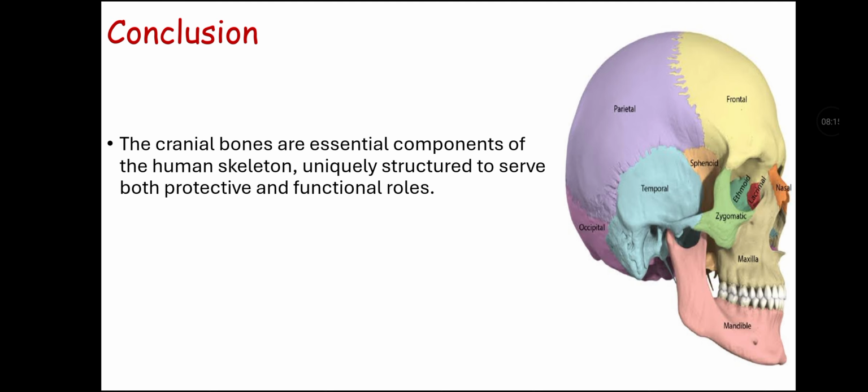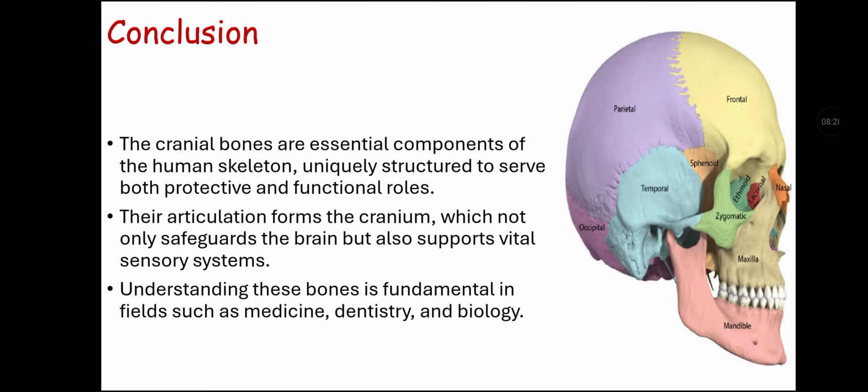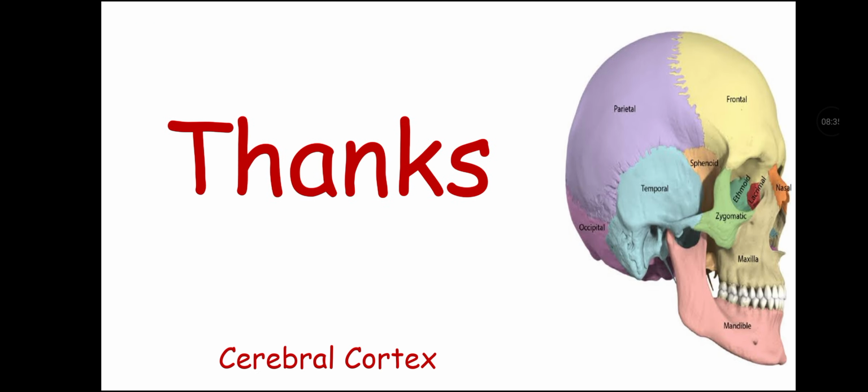Now let's talk about the conclusion of this lecture video. Cranial bones are essential components of the human skeleton, uniquely structured to serve both protective and functional roles. They form the cranium, which not only safeguards the brain but also supports vital sensory systems. Understanding these bones is fundamental in fields such as medicine, dentistry, and biology. So this was all about cranial bones.